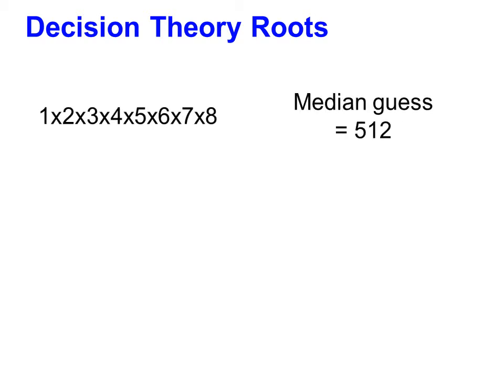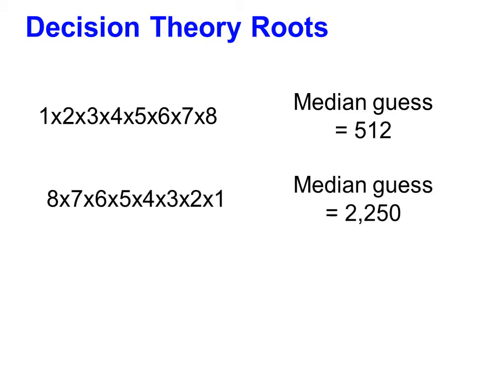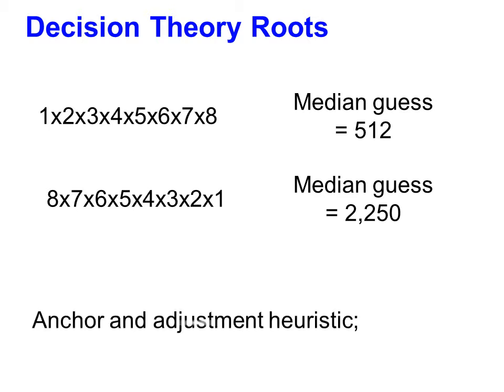Now, the answer is 40,000 and something, but the median answer they got was 512. But then, when people were asked to calculate this, which is the same thing, they got a different median. Now, Tversky and Kahneman thought that what's going on is that people are looking at the first few digits and guessing the answer, and because the first one looks smaller than the second one, and people are insufficiently adjusting, you get different medians. So there is anchoring and adjustment and insufficient adjustment.